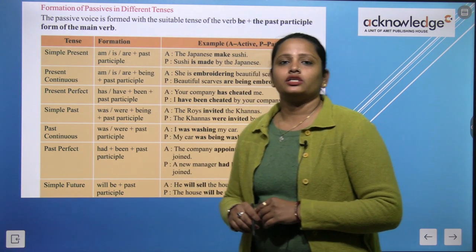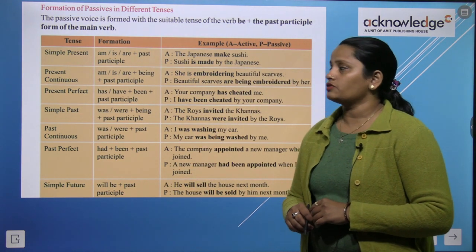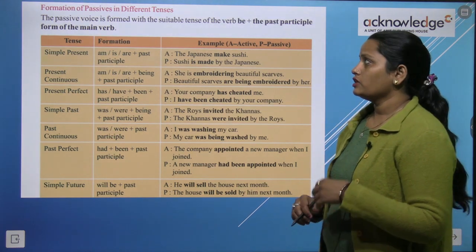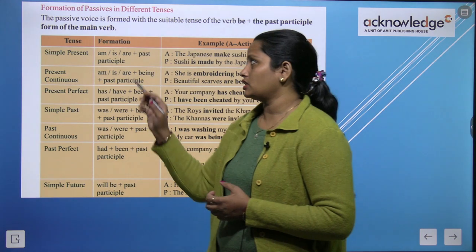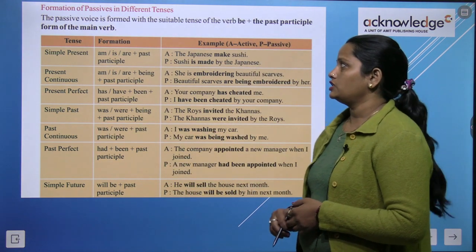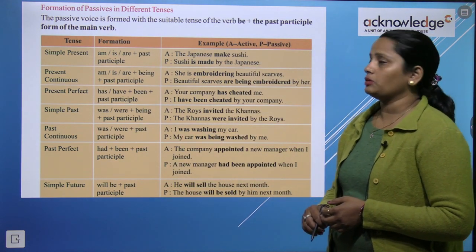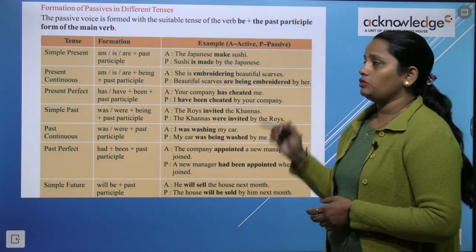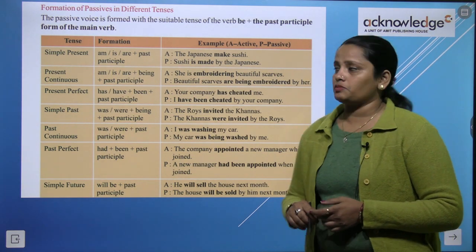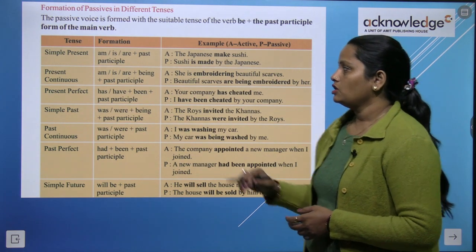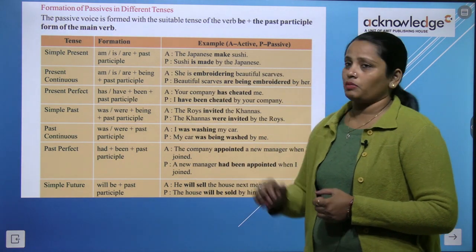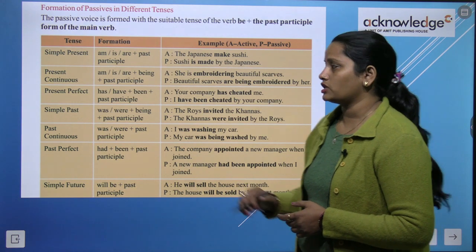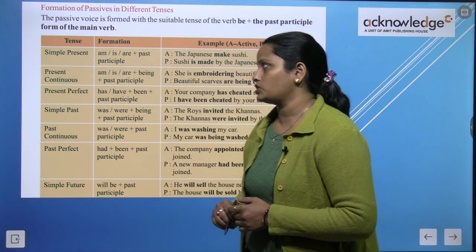Now let's learn the formation of passives in different tenses. So passive के बारे में हम पढ़ेंगे different tenses में जब हम फॉर्मेशन कैसे करते हैं. The passive voice is formed with the suitable tense of the verb be plus the past participle form of the main verb. So passive voice में be form यूज होता है और उसके साथ past participle form यूज करते हैं हम जो हमारा main verb है उसका.